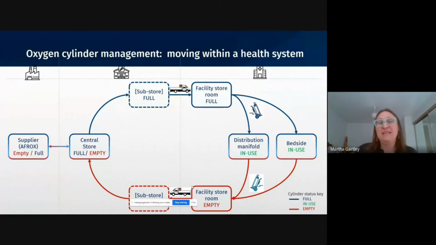Okay, so next we're going to get into oxygen cylinder management. Here's an illustration of cylinders as they move within a system. On the left-hand side, we have a point of fill, and where the lines are in blue, these are full cylinders moving in the system. The options for end use are distribution manifold or bedside. And then, as we all know, there's that added challenge of cylinders because they need to go back empty. We need to make sure that the logistics are in place to get the cylinders back to the point of fill. So it's always a challenge.